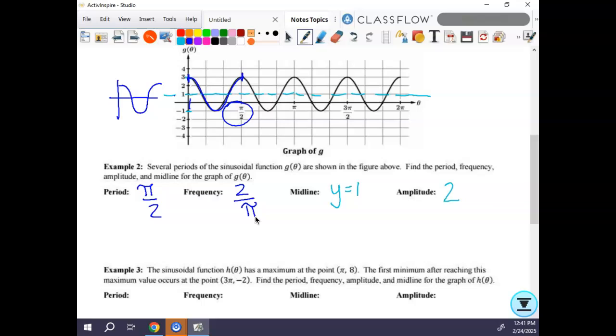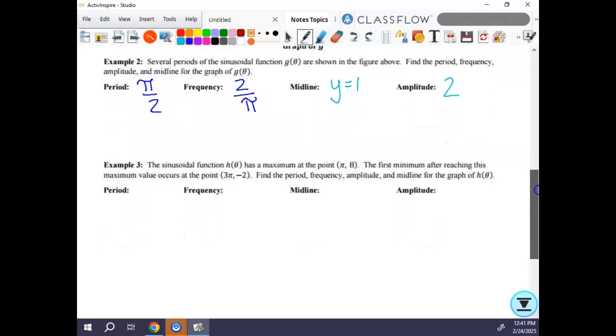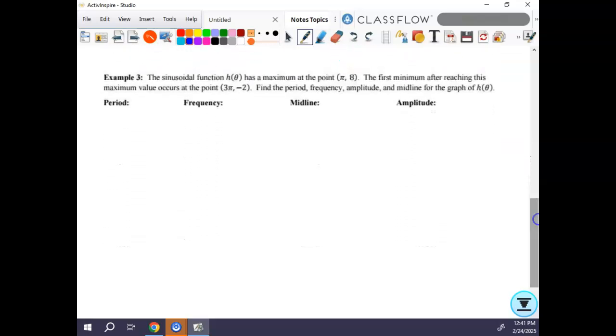All right, so the next one we're asked for the same things. However, we do not have a picture, and I probably should have moved this example 3 up more so y'all had more room to write down there. Sorry about that. But this says the sinusoidal function has a maximum point at pi over 8. The first minimum after reaching this is at 3 pi over -2.